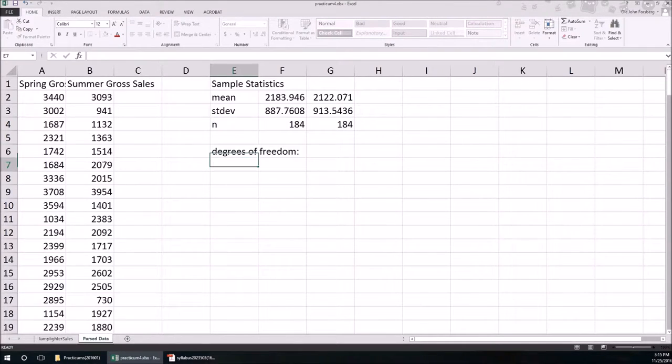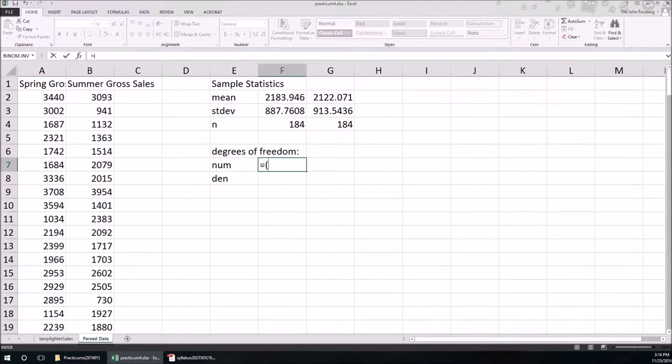And that degrees of freedom formula is rather daunting, shall we say. Let's break it up into two parts, the numerator and the denominator. That should make things a little bit easier. That numerator is just s1 squared over n1 plus s2 squared over n2, all squared.